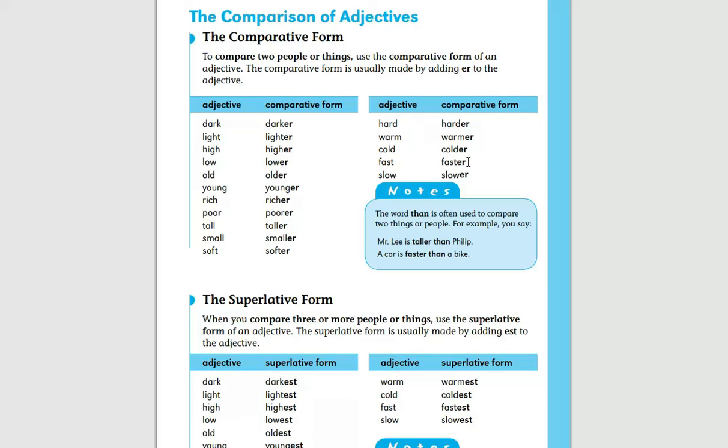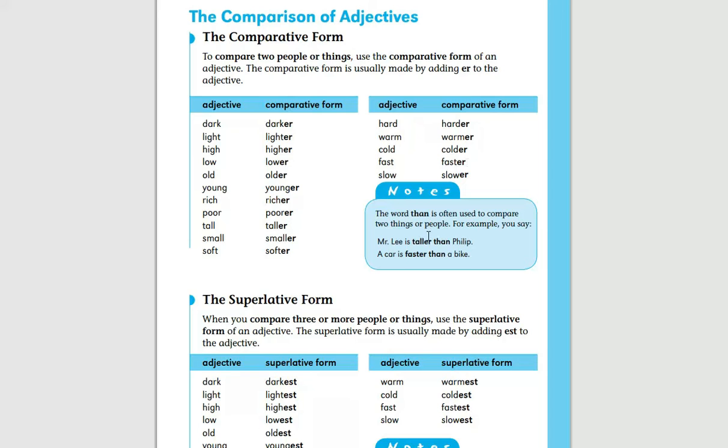Okay, the word than is often used to compare two things or people. For example, you say Mr. Lee is taller than Philip. A car is faster than a bike. So the word than is often used to compare two things or people.